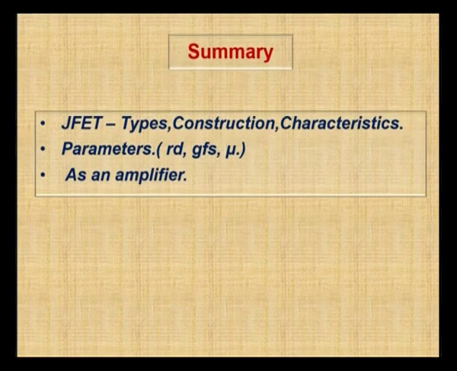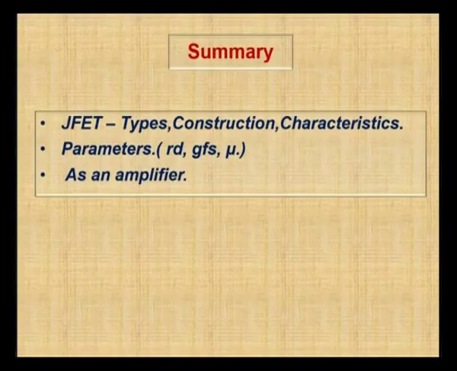Next, summary: JFET is a unipolar device and it is a voltage controlled device. We studied the drain characteristics and also the transfer characteristics, and some of the important terms: AC drain resistance, amplification factor, and transconductance. Lastly, we saw how we can use a JFET as an amplifier, which works like a common emitter BJT transistor.